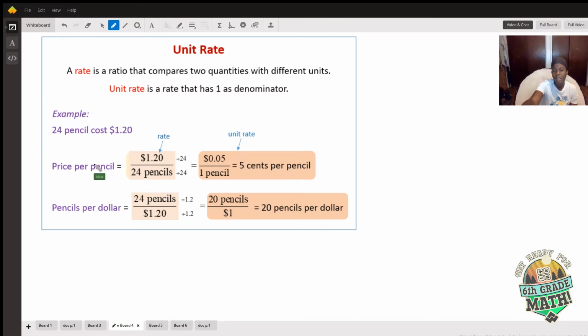But let's say you want pencils per dollar. So you would do 24 pencils divided by $1.20. You will divide both the top and the bottom by $1.20 because you're trying to get the denominator, which is the bottom number, to be 1. And you will see that it's 20 pencils per dollar. Okay? So that's talking about unit rate.